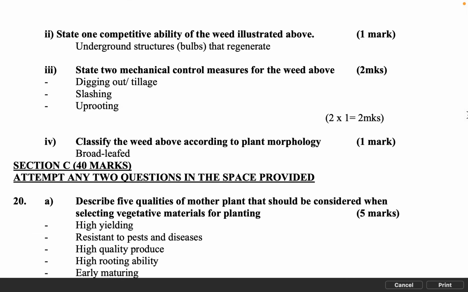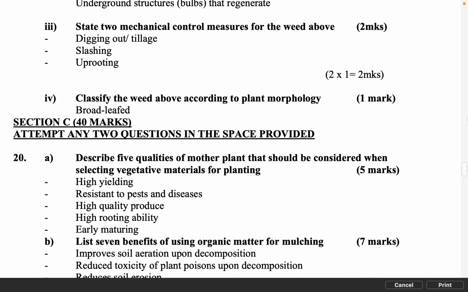State 2 mechanical control measures for the weed above. 2 marks. Digging out, tillage. Slashing. Uprooting. 2x1 equals 2 marks. IV. Classify the weed above according to plant morphology. 1 mark. Broad-leafed.